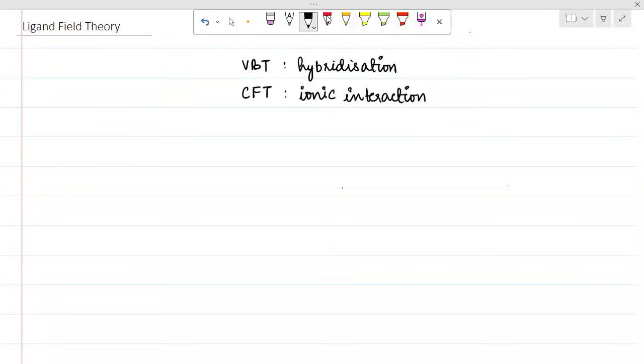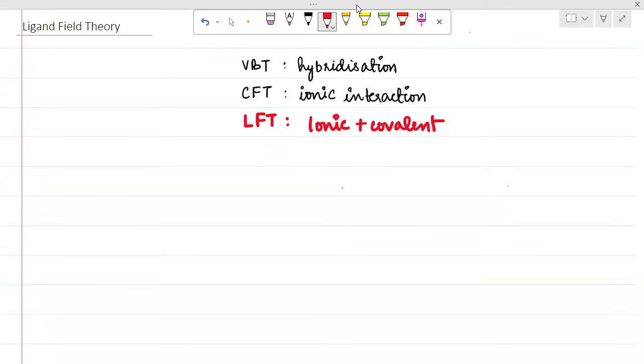Now, what we're going to learn is about ligand field theory, LFT, or it is also called adjusted CFT, wherein they take into consideration both the ionic part, which was explained in CFT, as well as the covalent part, which was explained in VBT. So it's a mixture of both ionic as well as covalent characters, which are being described over here. Adjusted CFT.